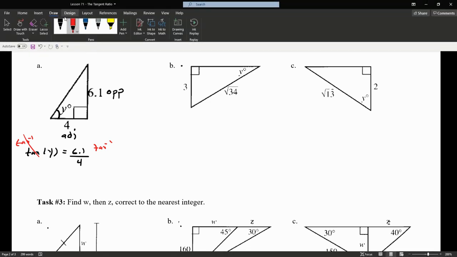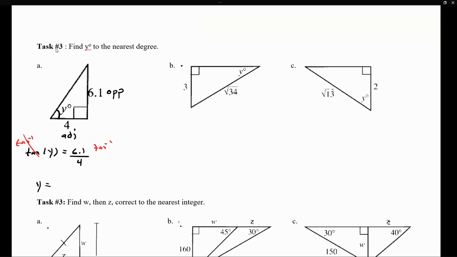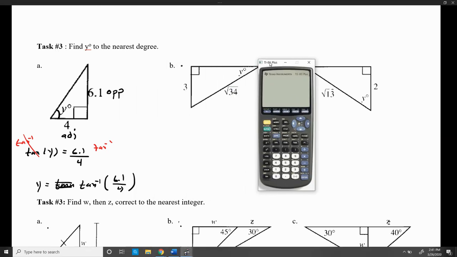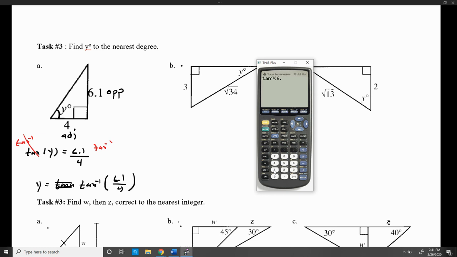That cancels out. So now we know that y is equivalent to the tangent inverse of 6.1 over 4. And this is something that we can use our graphing calculator for. So let's say second tangent, 6.1 over 4. And that's equivalent to about 56 degrees.